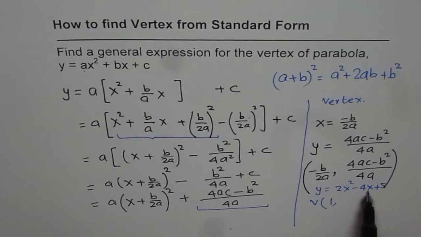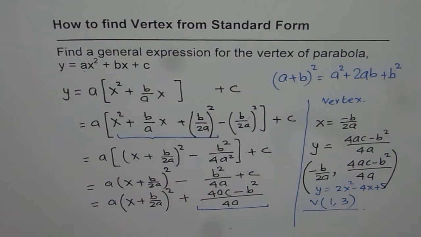Or you can calculate from this: 4 times 2 times c, which is 5, minus b squared, divided by 4a. But the easier way is to place 1 here. So if I write 1 here, it becomes 2 minus 4 plus 5. Minus 4 plus 5 is 1, 2 plus 1 is 3. So you get 3 here. So that is how you can find the vertex from the given standard form.